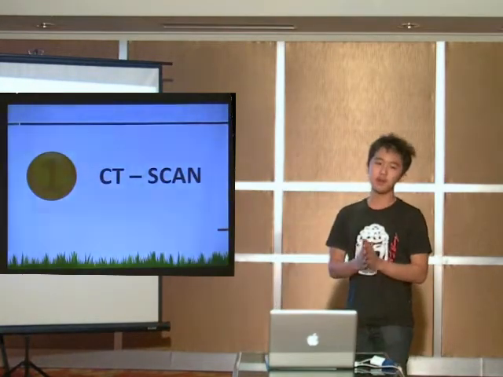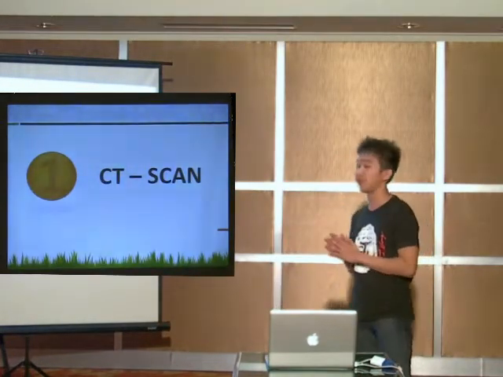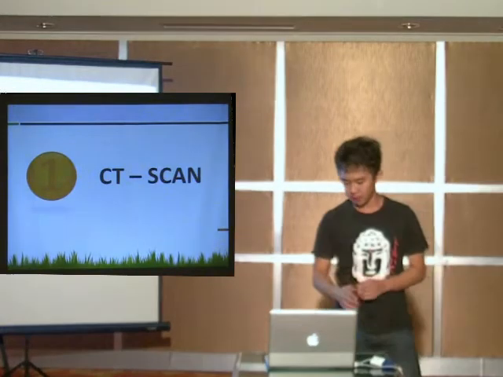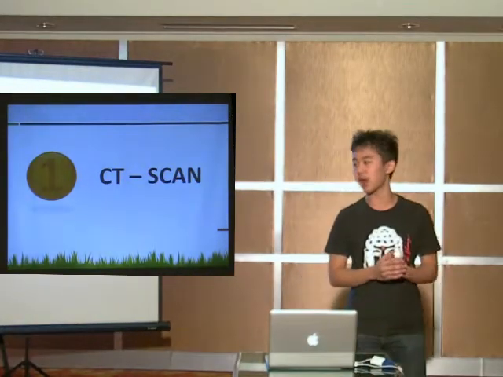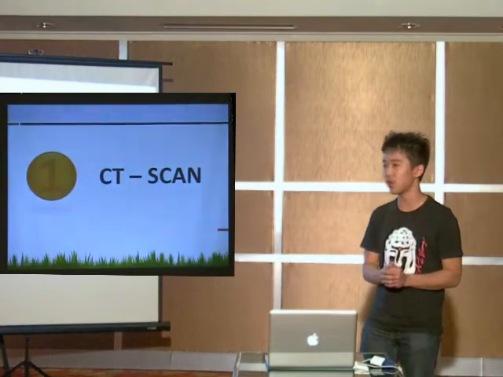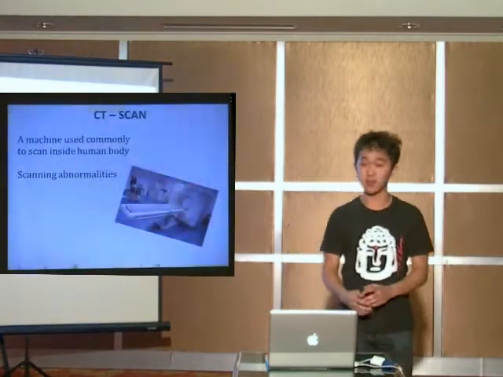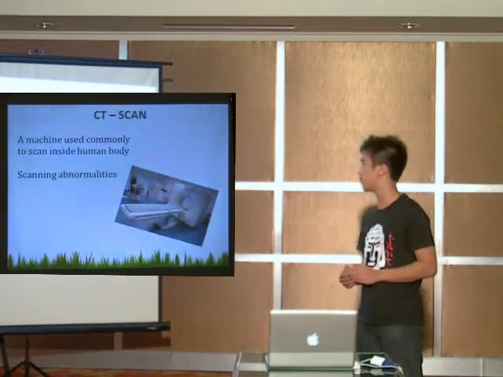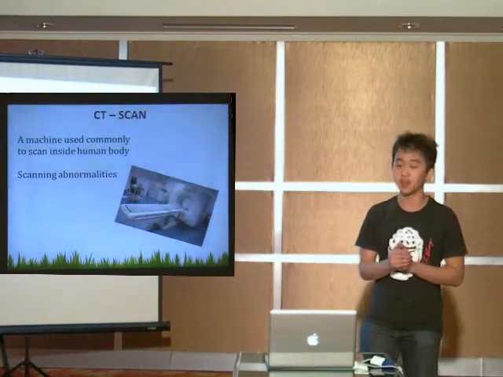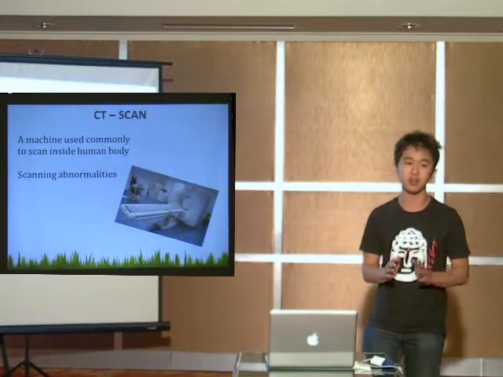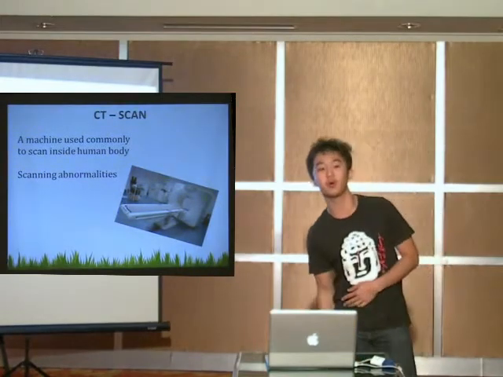Okay, I believe that you all are already familiar enough with the term CT scan. But what I worry is that you are not familiar enough with the term watershed. So let us begin our brief explanation. CT scan is basically a machine, a tube-like machine. It is used to scan inside the human body to find abnormalities such as tumors or cracked bones, usually.